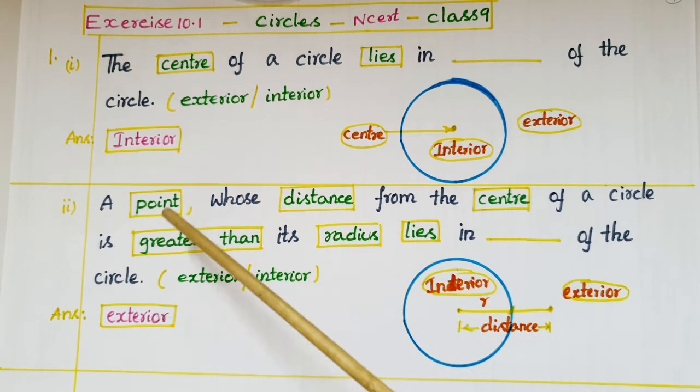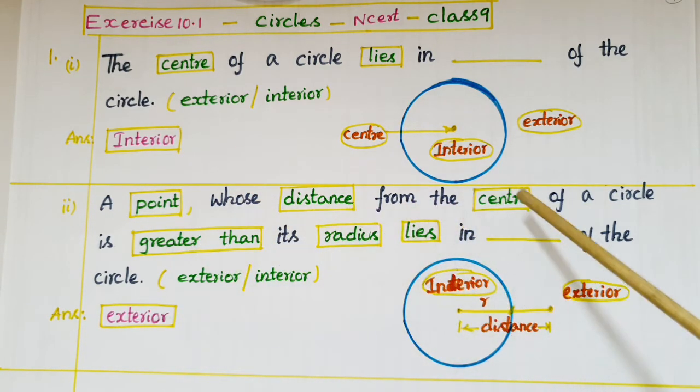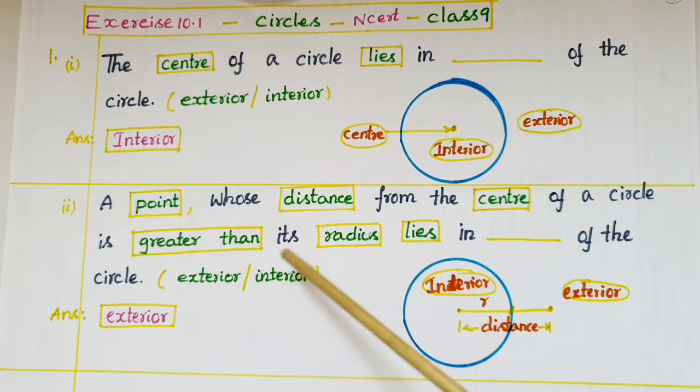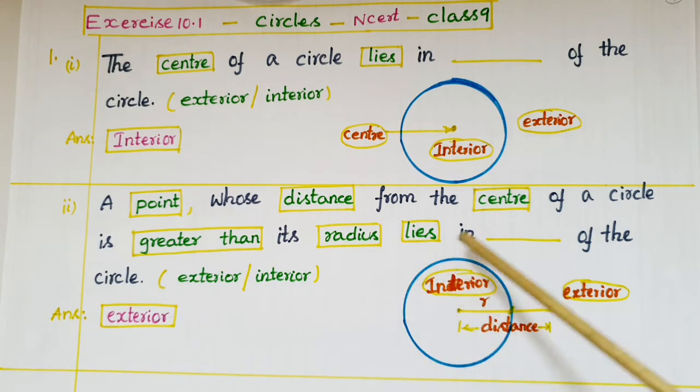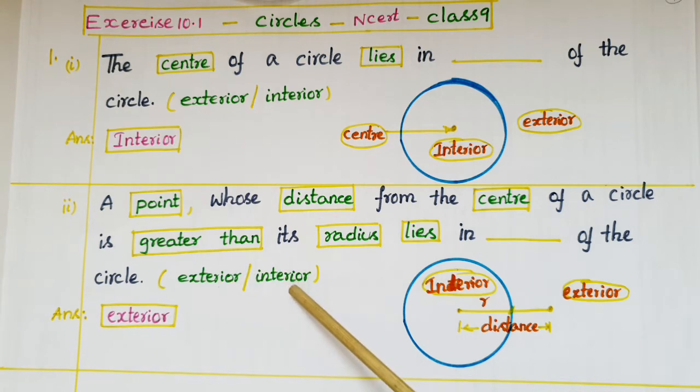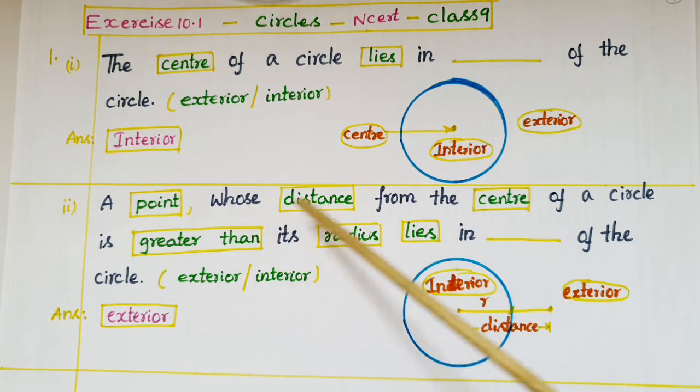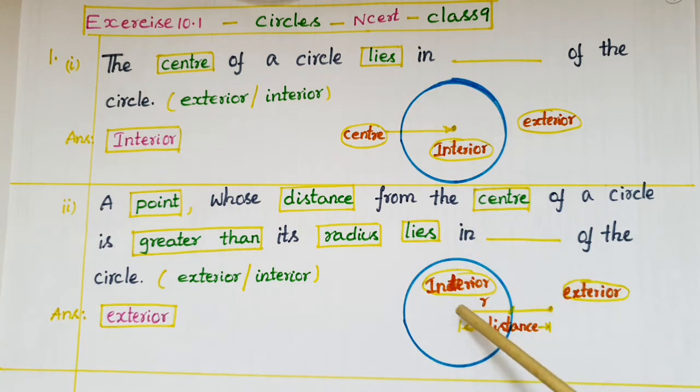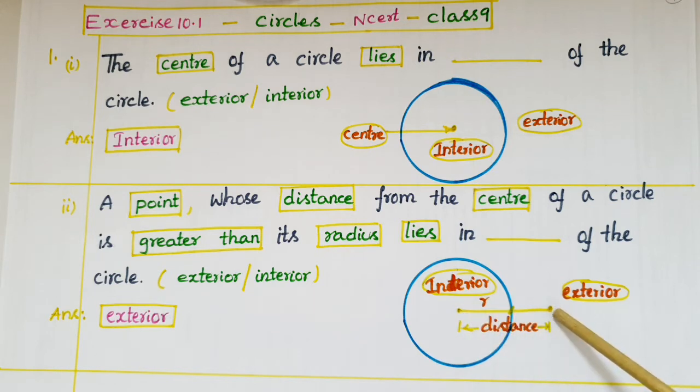Next one is: a point whose distance from the center of a circle is greater than its radius lies in dash of the circle. Here the options given are exterior and interior. So take a point whose distance from the center is greater than the radius. This distance is the radius, and this point is greater than the radius, which means it is outside the circle. So that is the exterior part of the circle. So the answer is exterior.